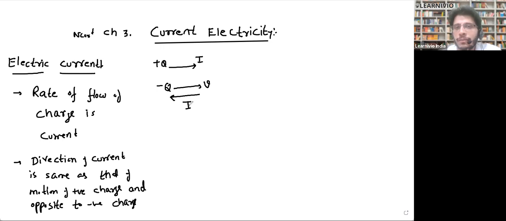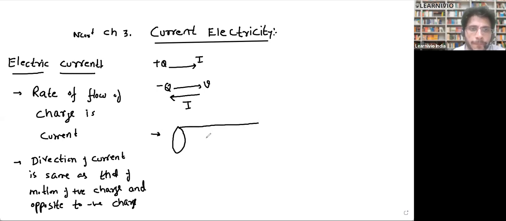Direction of current is same as that of motion of positive charge, but opposite to that of motion of negative charge. This is how we calculate the direction of current. The next thing is how to calculate the magnitude of current. So you take a conductor. Through this cross section of conductor, some delta Q charge passes through in time delta t.